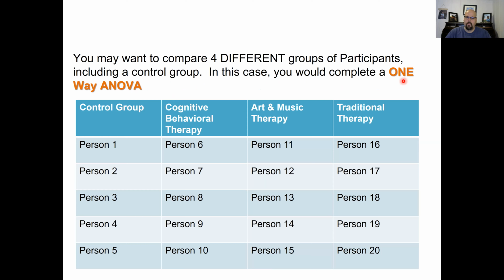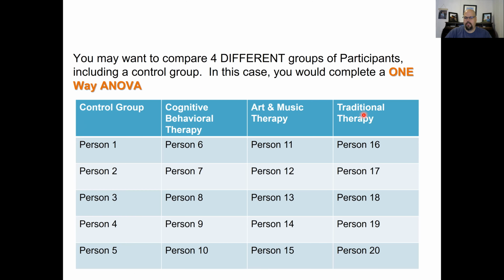And so in a one-way Anova, you compare more than 2 levels in an independent t-test design. So you have a control group, you have 5 independent people. You have a cognitive behavioral group, which is another 5 people. You have an art therapy or art music therapy group, which is another 5 people. And then you maybe have a traditional therapy group, which is another 5 people. And then you're comparing them across all of those groups.